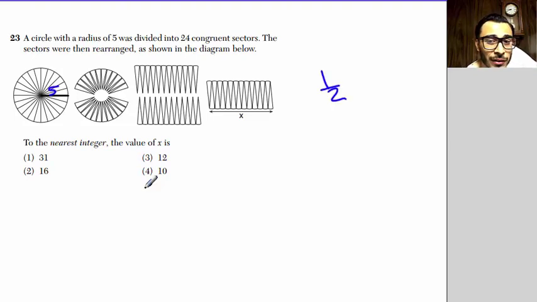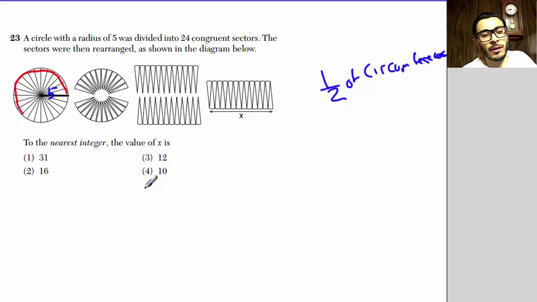If you look, x is half of the circumference. How do I know that? Circumference is like the perimeter of the circle. I'm referring to this, that's your circumference, the distance around the circle. That's supposed to be a perfect circle. And x is half of the circumference, because they broke this up, rearranged the pieces, and put them together like that. X is half of the circumference.